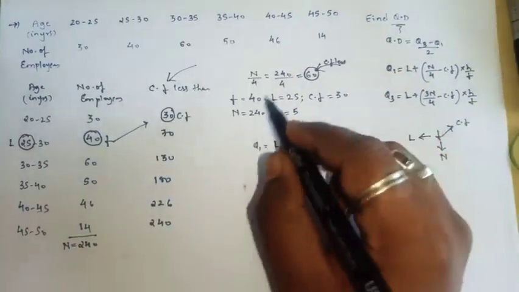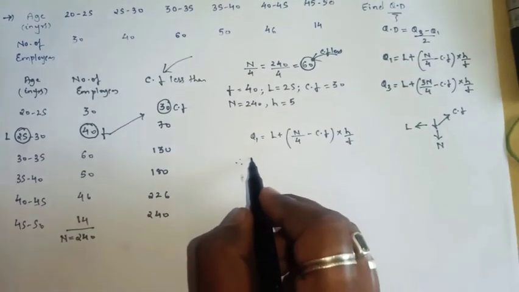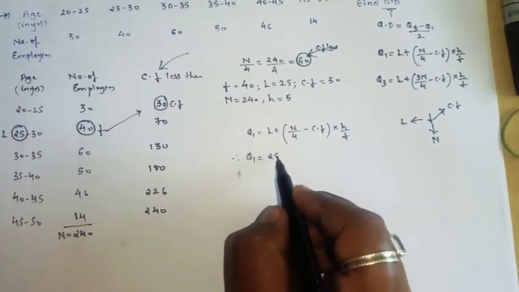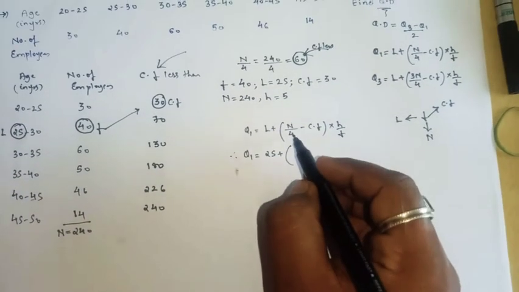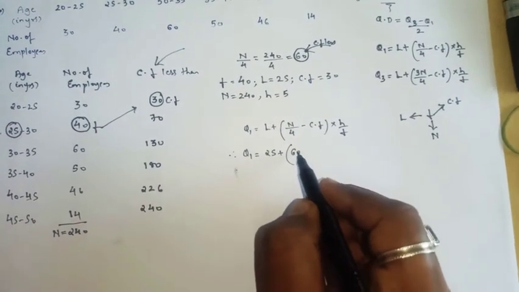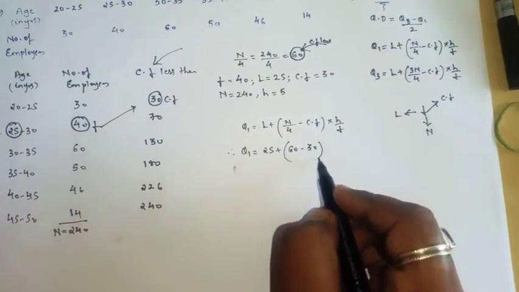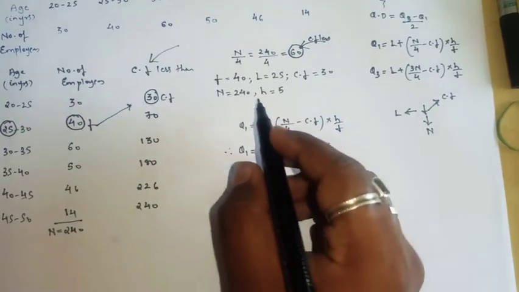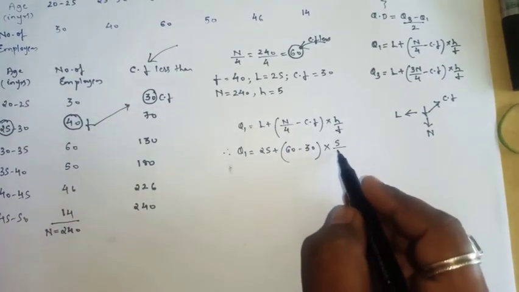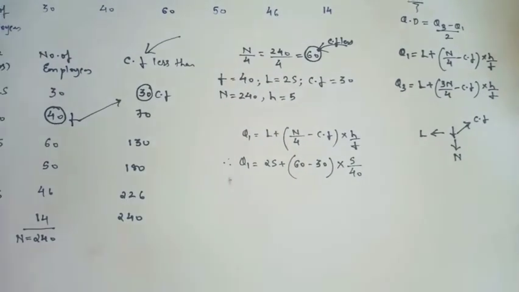Okay, so now after getting all these values, simply what we have to do, write down the formula, substitute the value. As L is what? 25. N upon 4, as here we got the direct answer, N upon 4 is what? 60. CF is what? 30. H is what? 5. And F is what? 40. Yes or no?